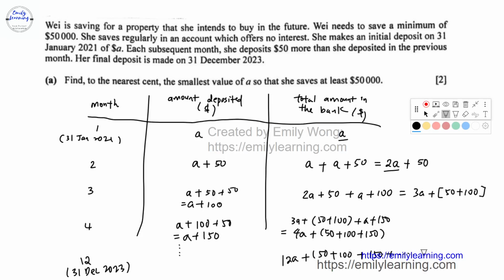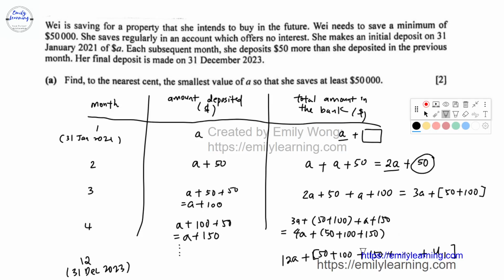In the first month there are no terms here. The second month there's one term without A here. The third month there are two terms. The fourth month there are three terms, 50, 100 and 150. So in the 12th month there will be terms until the 11th term. So it's 50 plus 100 plus 150 all the way until the 11th term.